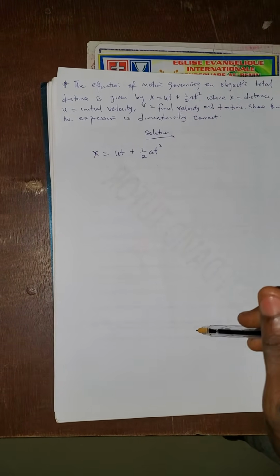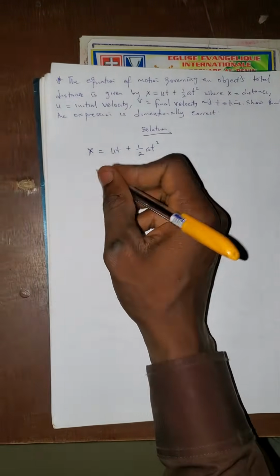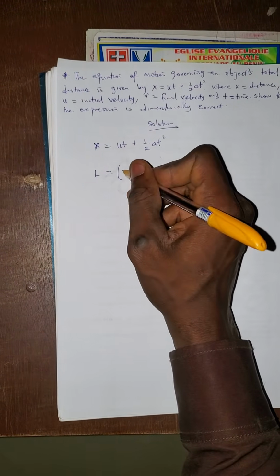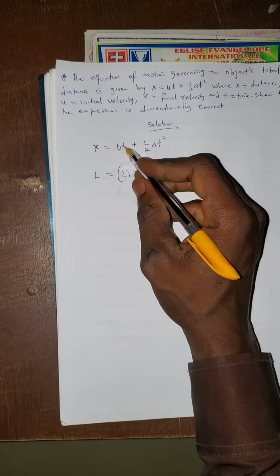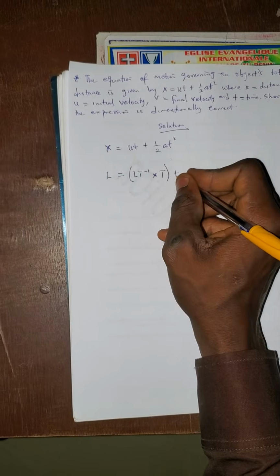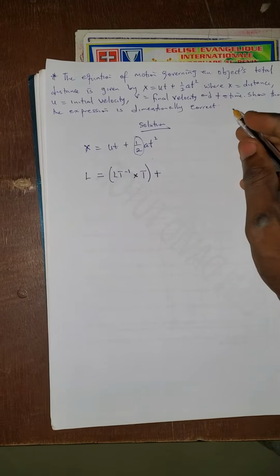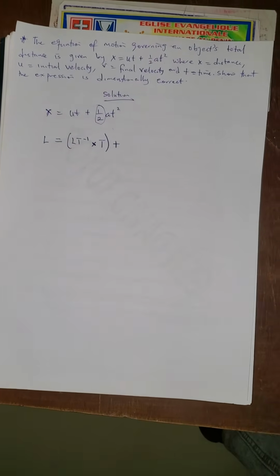Now, left hand side must be equal to right hand side. Now the dimension for x, because x is distance, will be L, equals the dimension for velocity, which is L t raised to the power minus 1, multiplied by the dimension for time, which is t, plus. You can remove this half because the dimension of numbers, coefficient numbers, is 1. So you remove it.